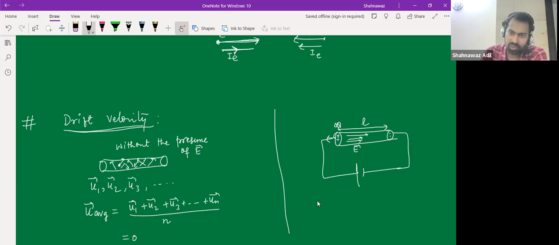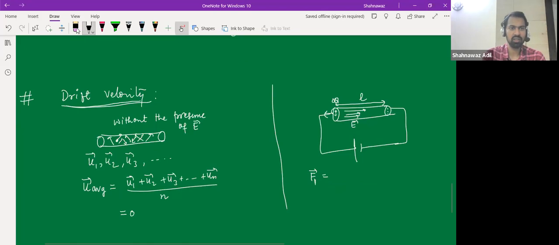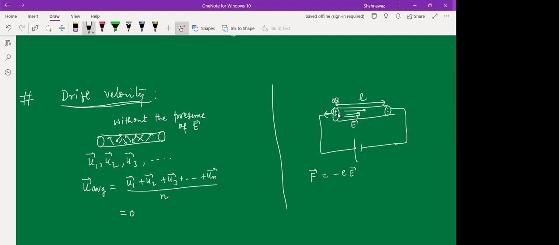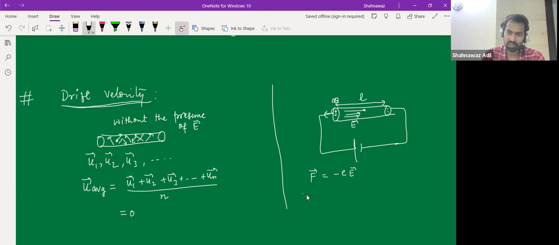So how much would the force be? Let's say on one charge, the force would be how much? Guys, how much would the force be? Yes, minus Q times E, since the electron is moving. Let's say this force is M into A, where the mass of the electron is M. So this would be minus E, and the acceleration A would be minus E by M, times the field. This is the acceleration of the electron vector.